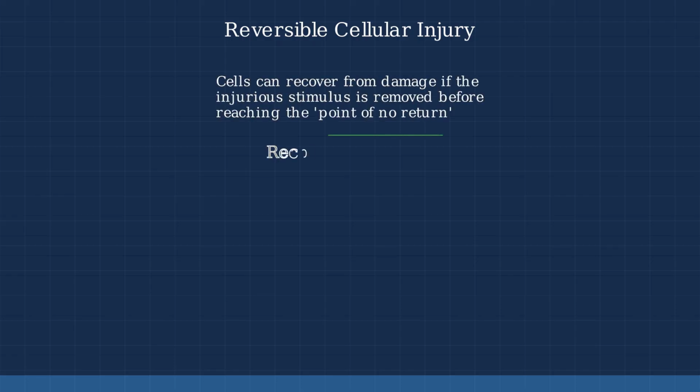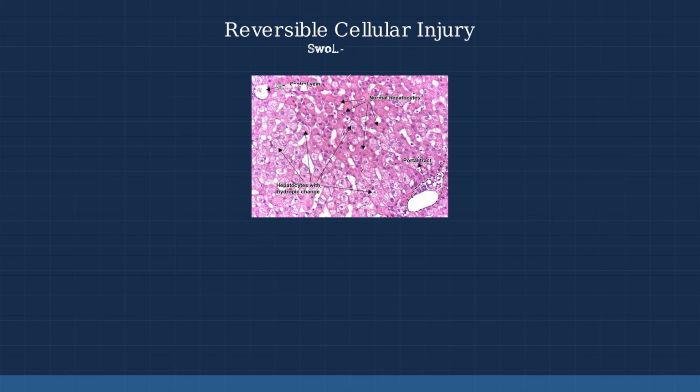Reversible cellular injury represents an early stage of damage where cells can recover if the stressor is removed. In this state, cellular damage is present but can be repaired if the stressor is removed in time. This microscopic image shows liver tissue with both normal hepatocytes and cells exhibiting hydropic change, a reversible form of injury characterized by cellular swelling.